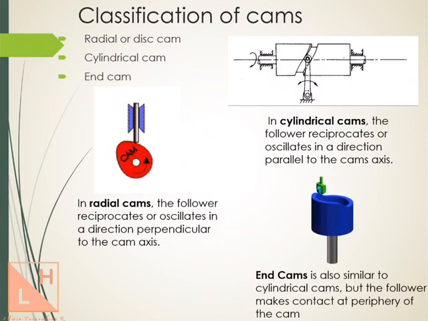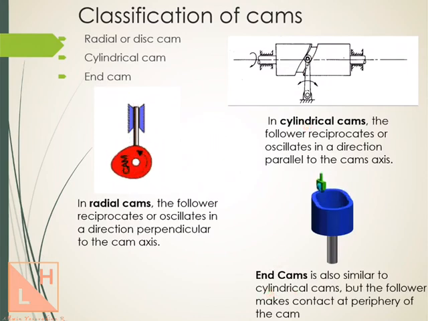End cam is actually similar to the cylindrical cam, but the follower makes contact at the periphery of the cam. So this is the topmost periphery of the cam in this example, and the follower will be in contact with the cam at its periphery. But in a cylindrical cam, it is not in contact at the periphery, but somewhere in between on the surface itself where the groove has been created. That is the difference between cylindrical cam and end cam.